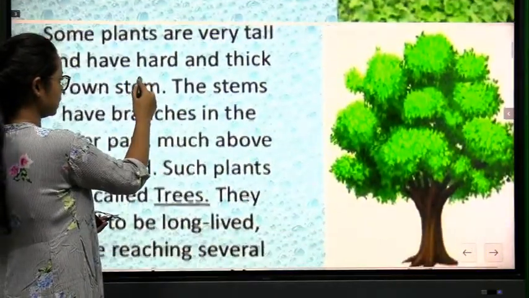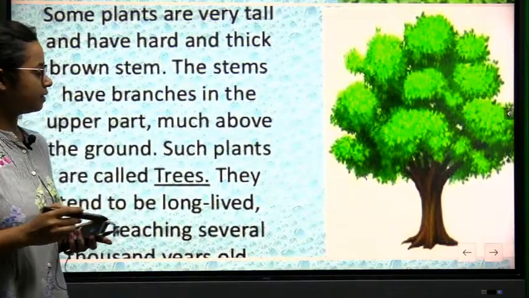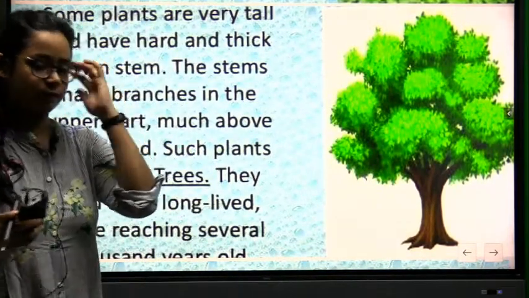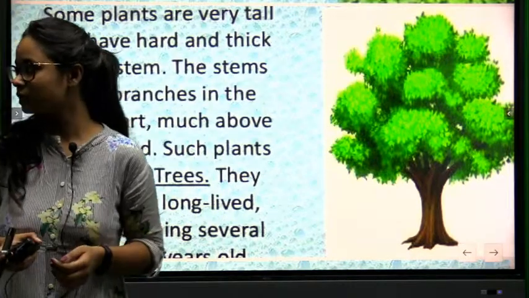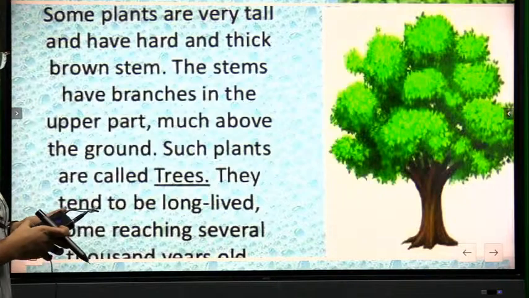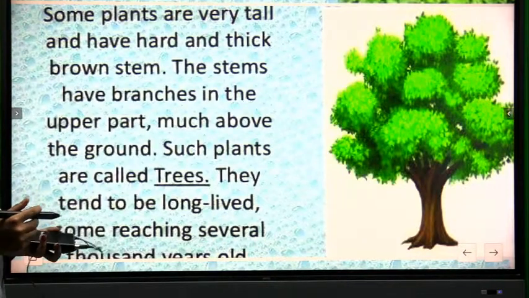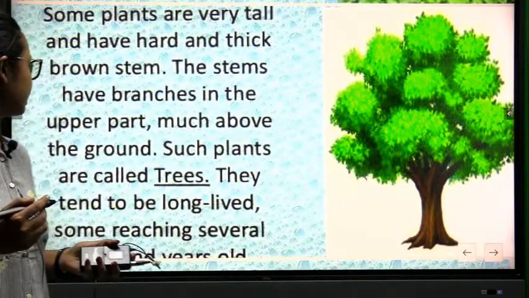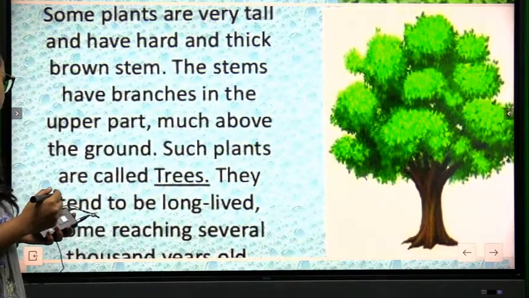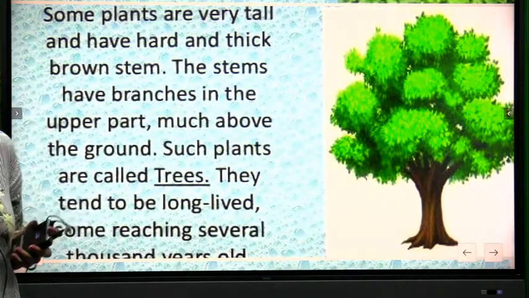Next is trees. Now what are trees? Some plants are very tall. You all know what trees are. A very long brown stem, a thick, brown stem. The stems and branches grow from the upper side, above the ground. Such plants are called trees. They tend to live long. Some reach several thousand years old.